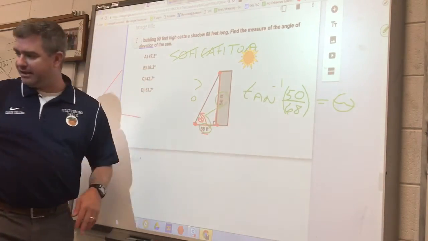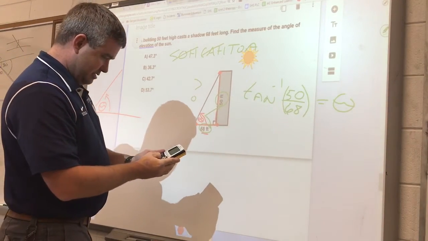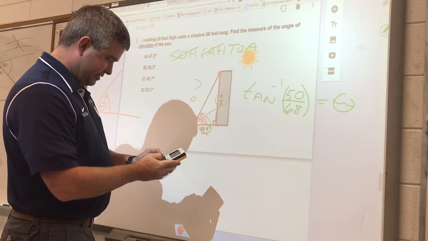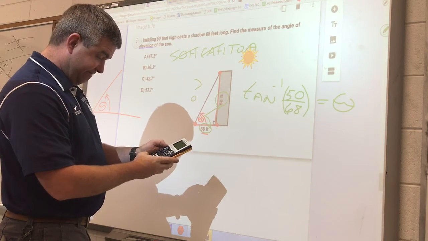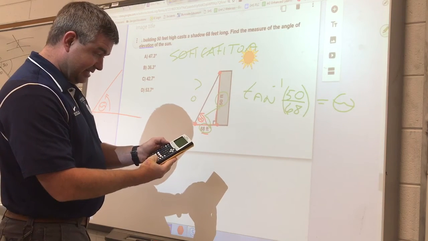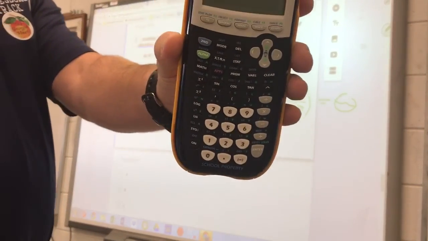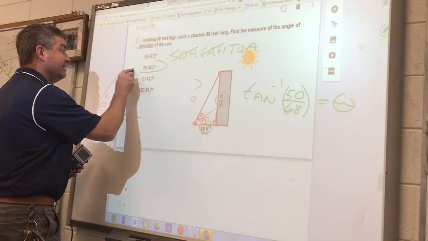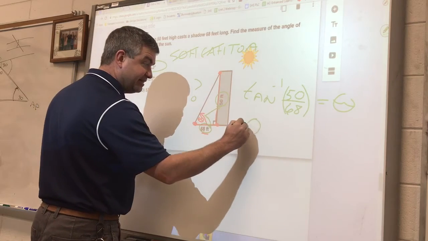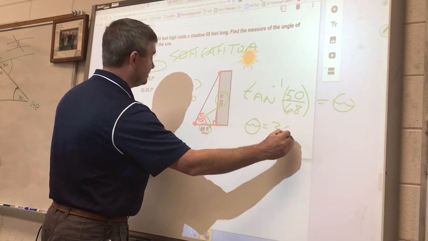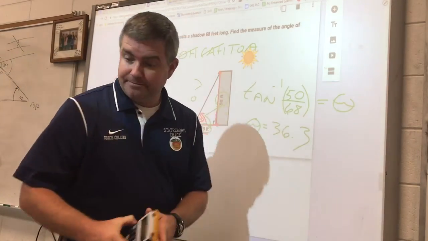So we type this in on our calculator. Here's our calculator. We turn it on. We hit mode and make sure we're in degrees always. So we say second tan of 50 divided by 68. We hit equals and we get 36.3. So right here, this is our correct answer. Okay? This angle of elevation, theta, equals 36.3. Okay? All right.